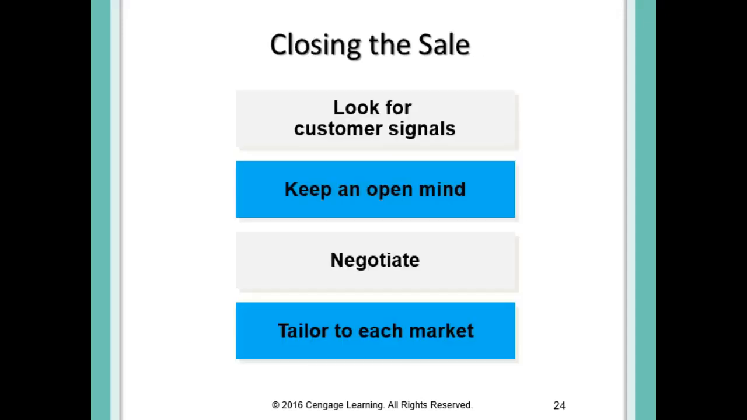Okay, closing the sale. Negotiation is a key part of this. Negotiation is just the give and take, the process during which both sides of the deal offer concessions in an attempt to arrive at a mutual agreement. As a salesperson, you need to make sure that you emphasize the value to the customer. All right, the value, not the price. Rendering the value as critical to the customer.